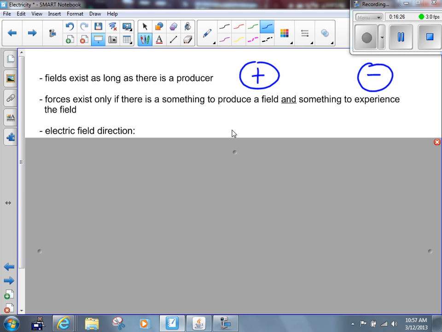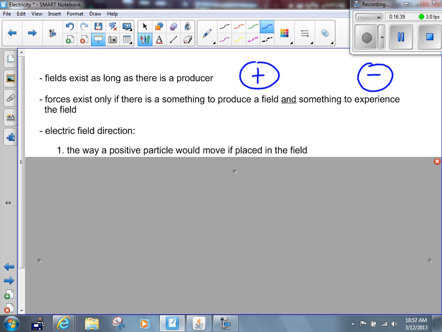Now, the electric field direction can be toward the producer or away from the producer. It depends upon which kind of producer we have. So how is it exactly that we define the direction this time with the electric fields? Well, there's two ways. One is the way that a positive particle would move if placed in the field.